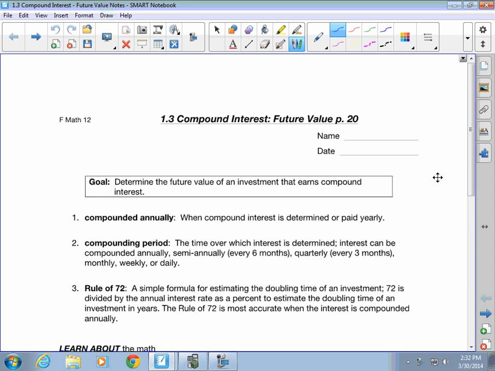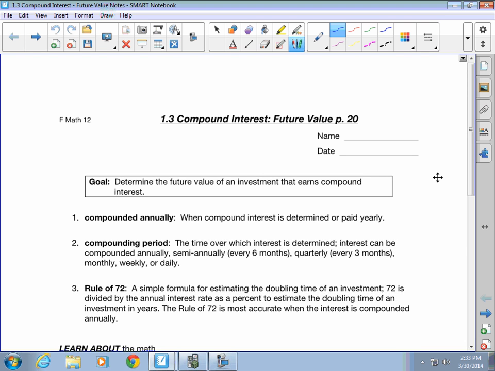This section is on compound interest, more specifically looking at future values. In this section I'm going to do a bunch of different examples in relation to future value. If you follow through with as many of them as you can, it'll give you a little bit more practice and a few more examples to work with. There are quite a few examples that I'm working through, and partway through this lesson I'm also going to show you how to do this on the graphing calculators using the TVM solver function.